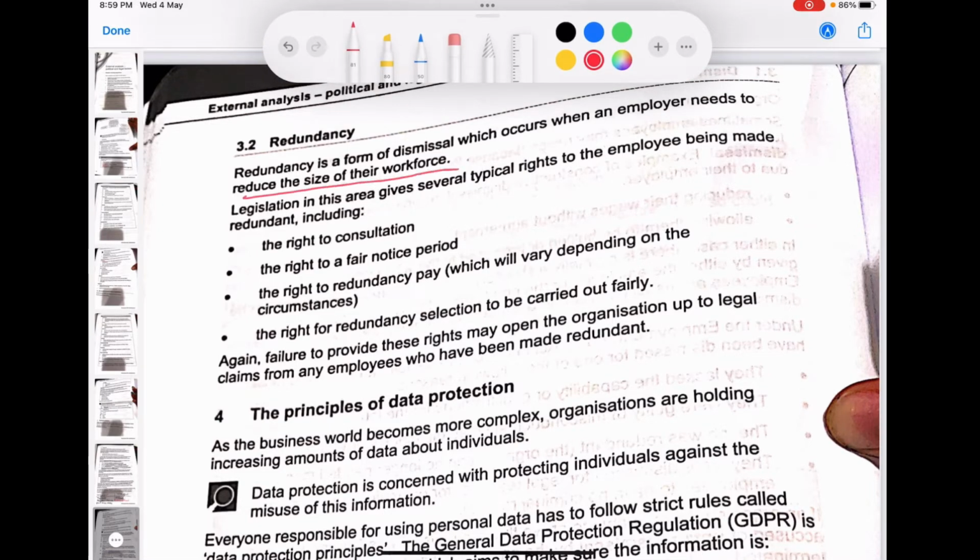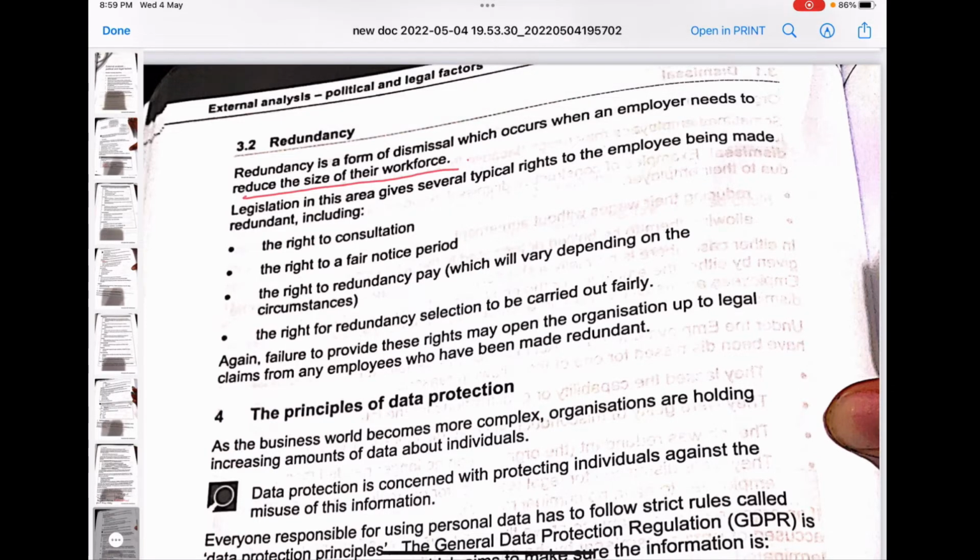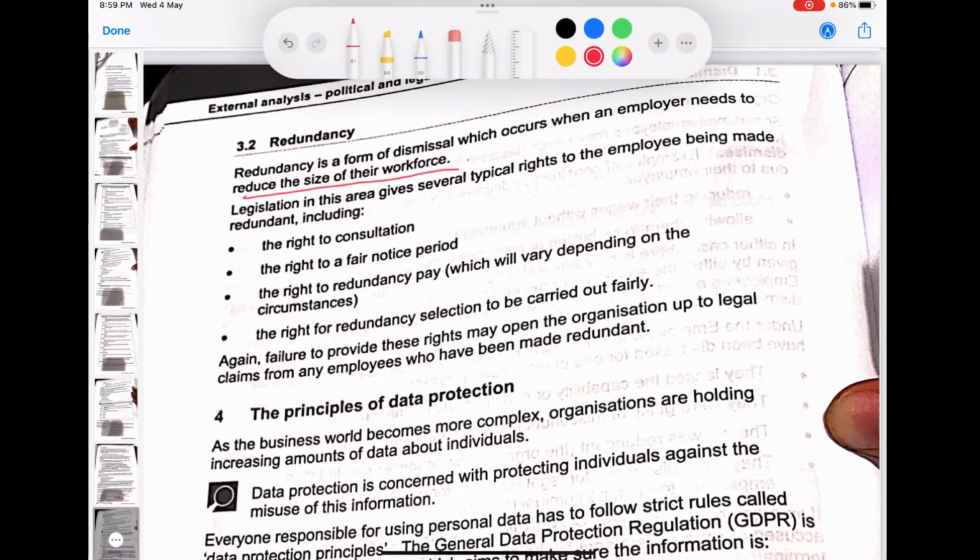So, when they no longer require the workforce, and that's why they want to dismiss, that is known as redundancy. Legislation in this area gives several typical rights to the employee being made redundant, which includes the right to consultation. So, you need to consult them, the employee, before you just dismiss them. The right to a fair notice period, this we have done.